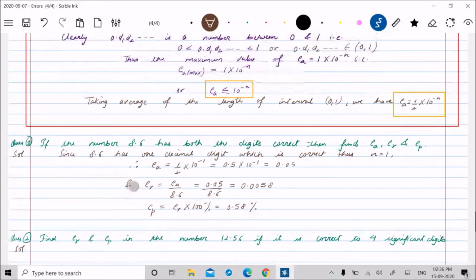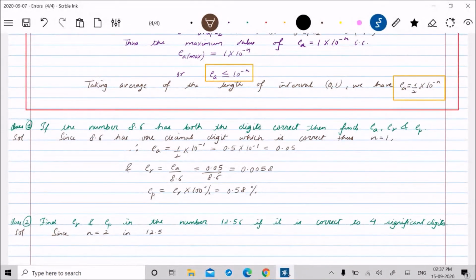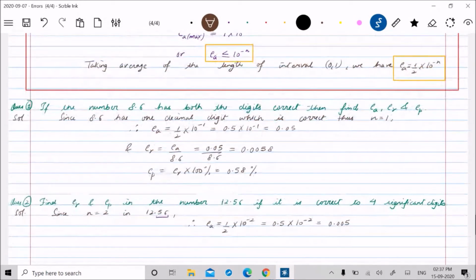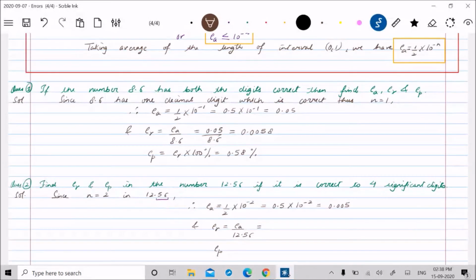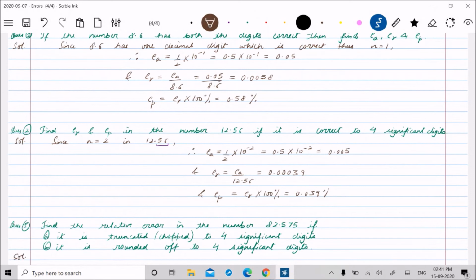And since we have 2 digits after the decimal, we have to focus on these 2 digits only. So n will be equal to -2, right? Since n equal to 2, not -2, n equal to 2, because in 12.56 there are 2 digits. Therefore, if we calculate EA, that will be 0.005, and then the relative error is obtained by dividing the absolute error by the actual number, and the actual number was 12.56. And the percentage error is equal to ER multiplied with 100%.